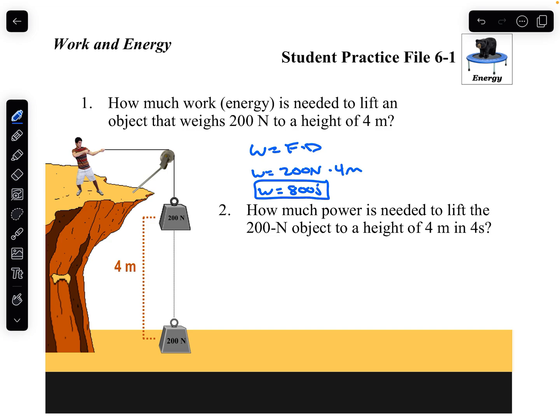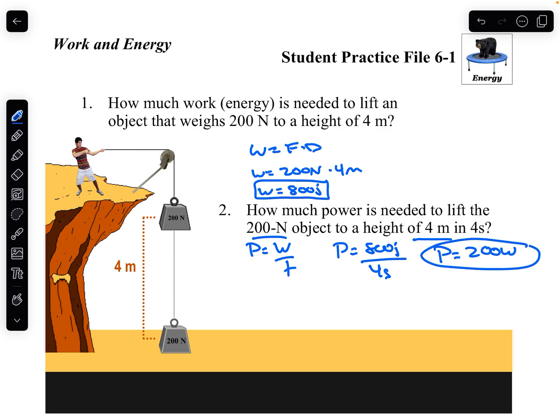Okay, power, remember, is the amount of work we're doing per unit time, or work per second. So power is work over time. So we're lifting that 200 newton object to 4 meters. So we know the work is 800 joules. So all we need to do is sub that in along with our time. So power will be 800 joules of work done in 4 seconds. So our power should be 200 watts, which is the unit for power. Okay, check your work there.